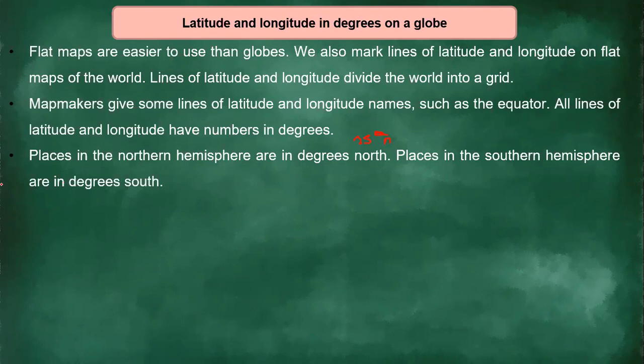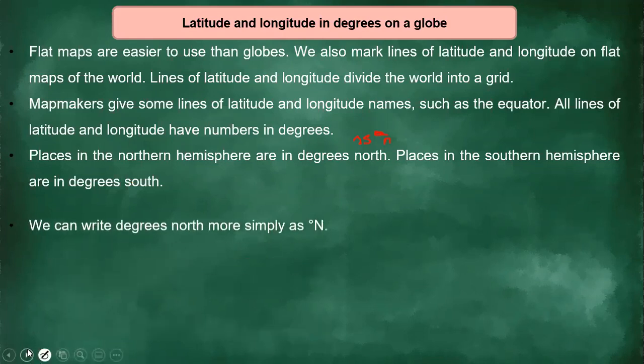Places in the southern hemisphere are in degrees south. In the southern hemisphere, we'll say they are maybe 25 degrees south. On the southern part, because we won't know if you just say 20 degrees, nothing. You need to specify that the place that you're looking for is on the 20 degrees north, then we'll be able to understand. You should remember that.